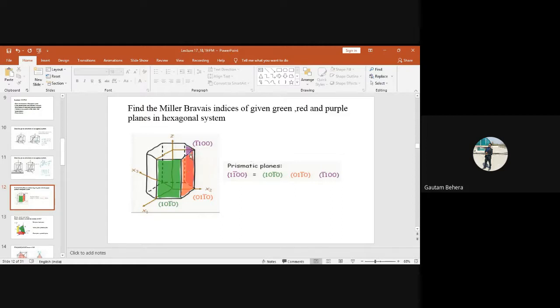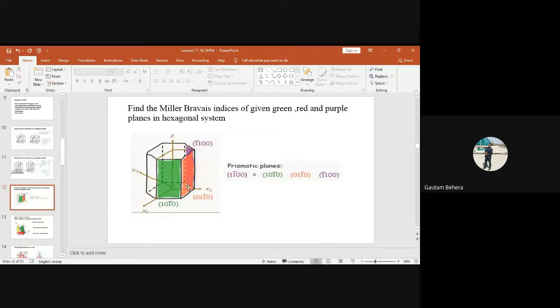Suppose you want to find the Miller-Bravais indices of this red plane. Again, you have to check the intercepts: the plane is intersecting x1, x2, x3, and z by what magnitude? Then you have to find the reciprocal of that, and you'll end up with the answer. But if it is not an integer, then you have to convert it to integers. Fractions need to be converted into integers. So just have a look.